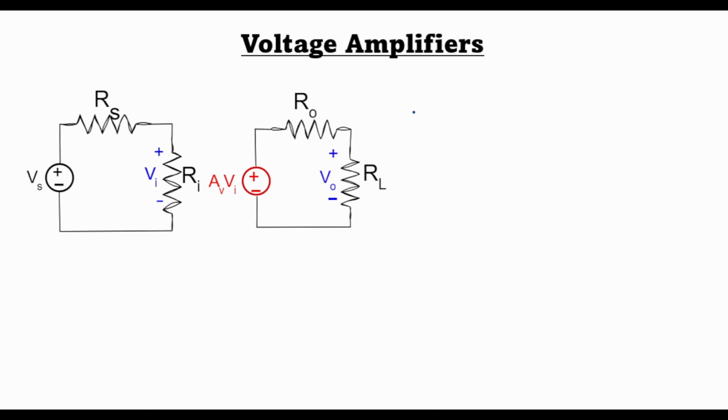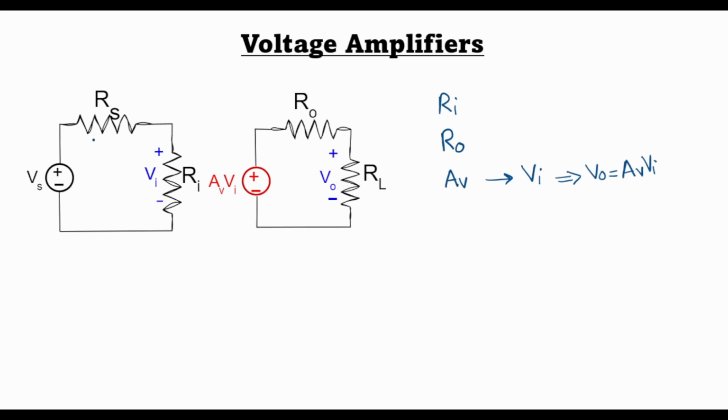An amplifier is characterized by three parameters. The first one being the input impedance Ri, the output impedance R0, and a gain. And in case of a voltage amplifier, this is a voltage gain. That is, if we apply an input Vi, then the output of the amplifier would be V naught is equal to AV times Vi. So this circuit diagram here is a Thevenin equivalent representation of a voltage amplifier.